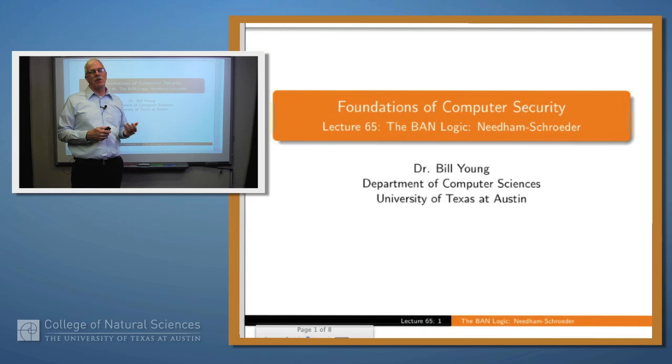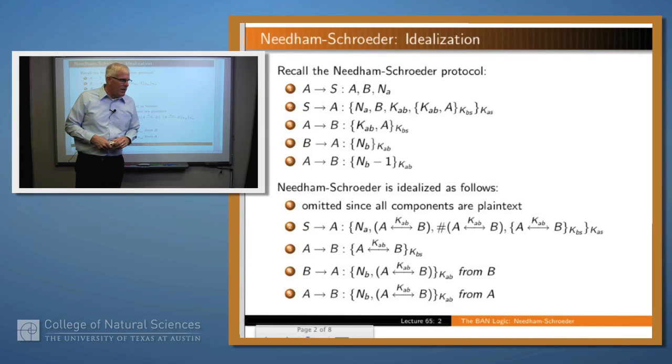All right, so we've been looking at the BAN logic. Remember, it's a modal logic of belief. Let's see an example of how it's used. In particular, we're going to take a look at the Needham-Schroeder protocol. Let me caution you that I'm not going to go through this in a great deal of detail because there is a lot of detail on these slides, but I recommend that you take a look at them after the fact.